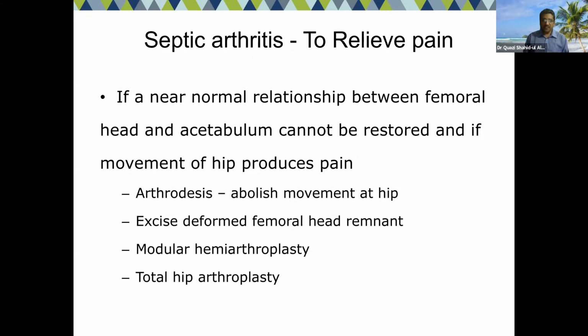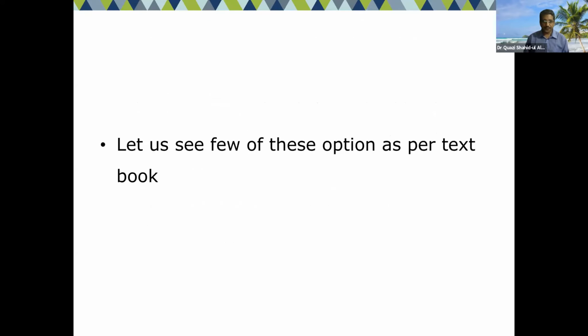If you want to just relieve the pain, we can choose it when the normal relationship between the femoral head and the acetabulum cannot be restored by any of the means I mentioned so far, and the movement of this deformed hip is actually producing pain. So what are our options? We can either go for arthrodesis. We can excise the deformed femoral head remnant, that is almost like a Girdlestone arthroplasty, or we can go for modular hemiarthroplasty or even total hip arthroplasty depending upon the clinical scenario. So let us now see a few of these options as per textbook.